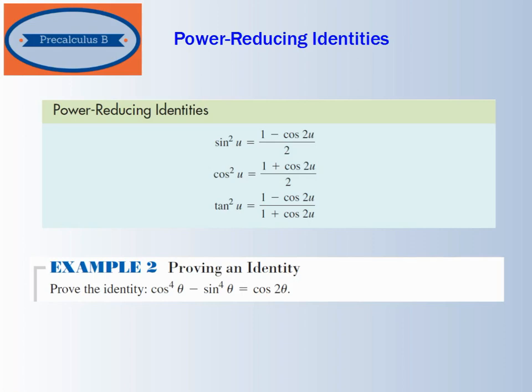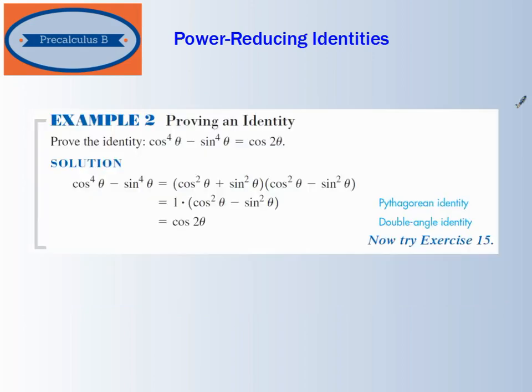And so once again, how do we go about proving this identity? All right, so if we start with cosine to the fourth minus sine to the fourth, and we want to prove that that equals cosine 2 theta, let's see how we would go about doing this. The way in which we would do this is we can actually take it and break it down using the different identities that we know.